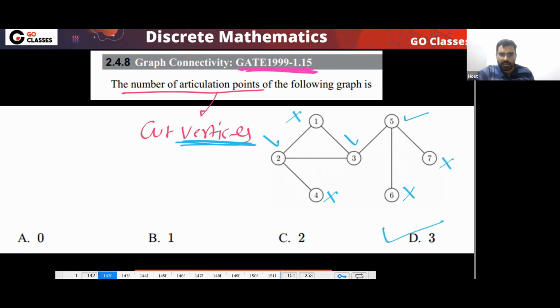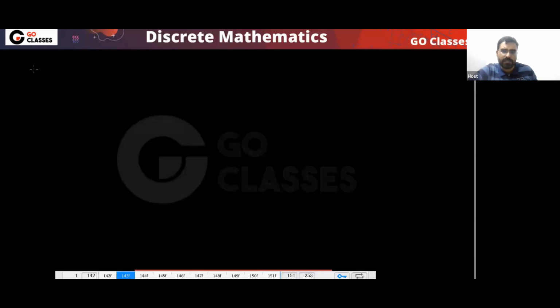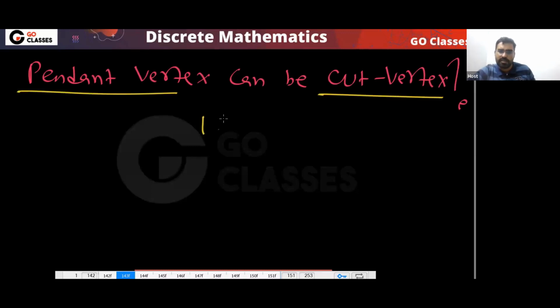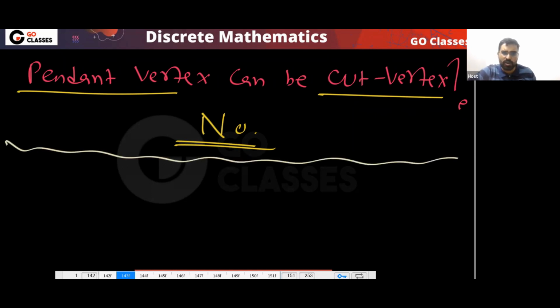Tell me one thing. Pendant vertex. Is it possible that a pendant vertex can be a cut vertex? The answer is no, it is not possible, because if you remove a pendant vertex, then the number of components will not increase.